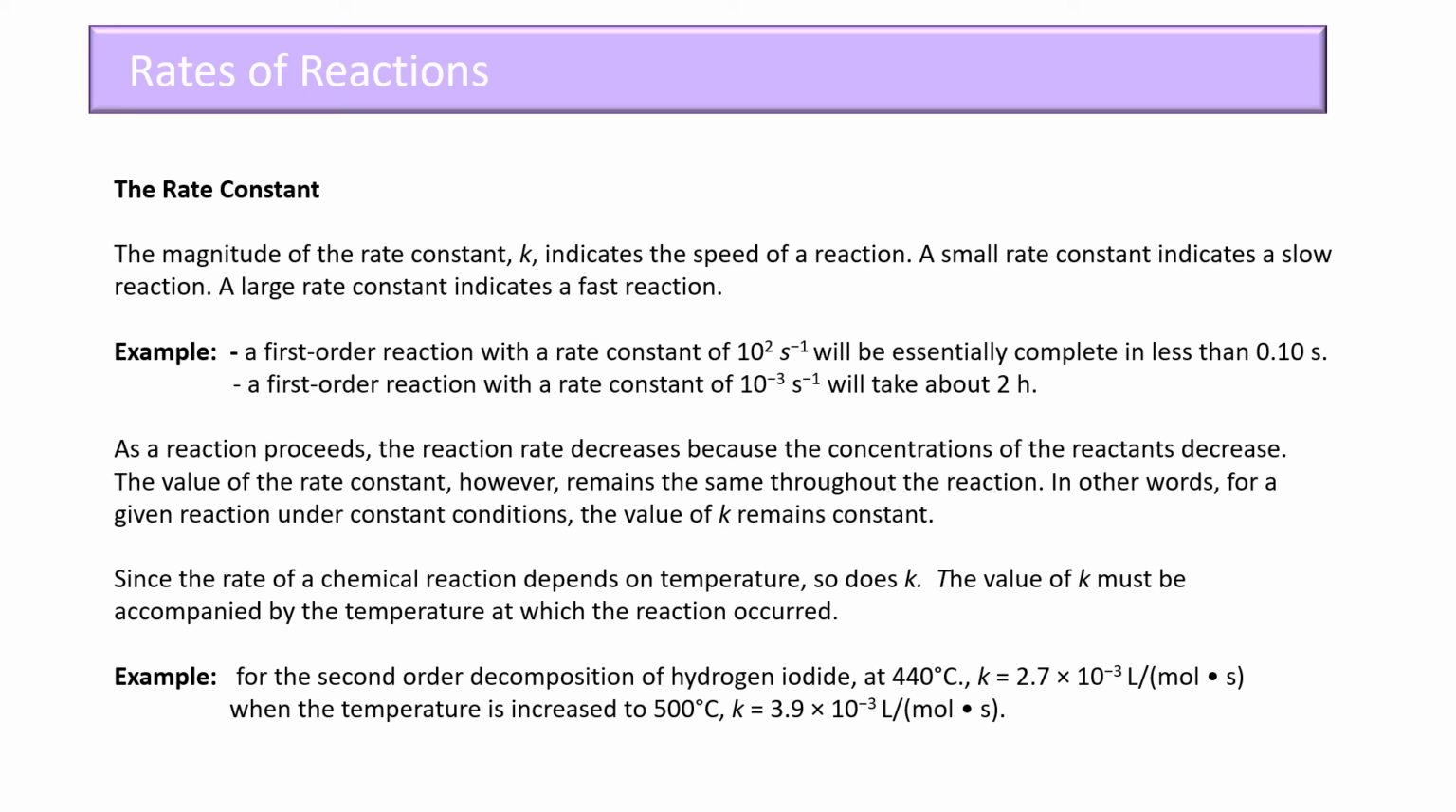And here is an example. For a second order decomposition of hydrogen iodide at 440 degrees Celsius, k is equal to 2.7 times 10 to the negative 3 liters divided by mole times second. When the temperature is increased to 500 degrees Celsius, k is 3.9 times 10 to the negative 3 liters divided by mole times second.